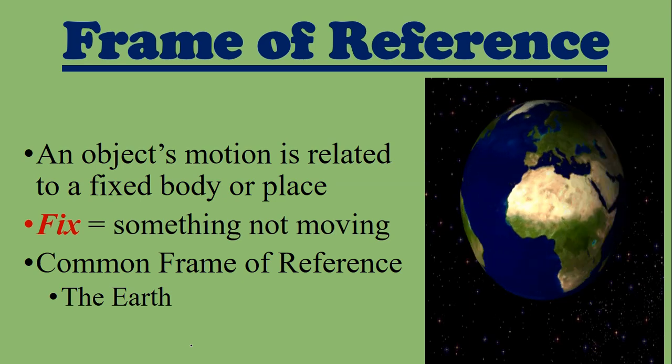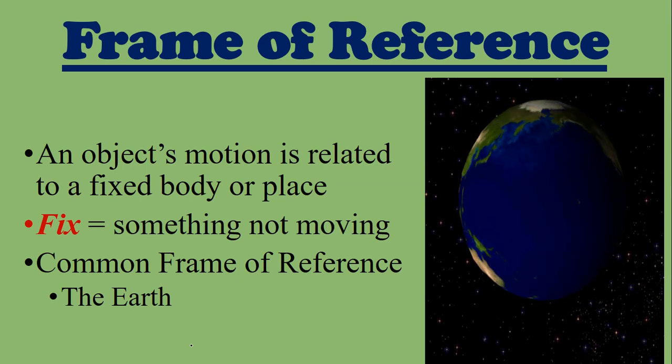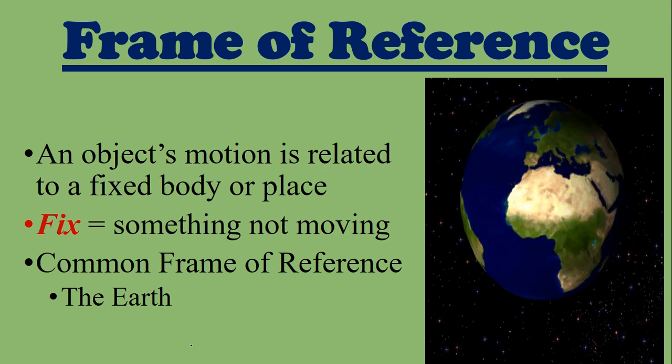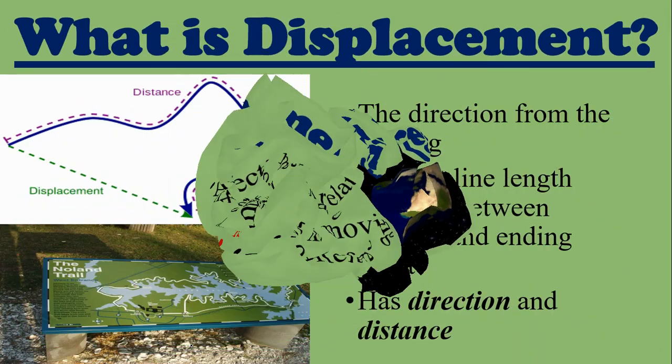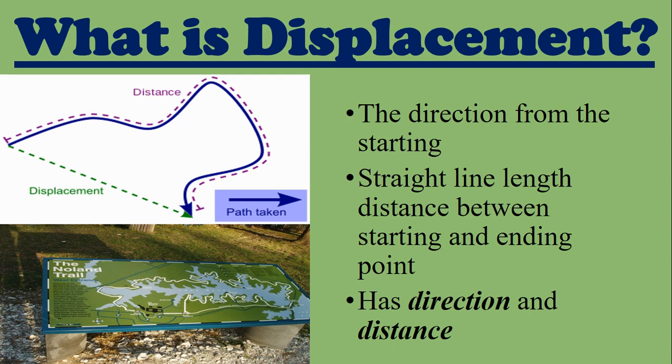Now, one of the more common frames of reference is the Earth going around the sun, right? Or spinning on its axis. Now, what is displacement? It is the direction from the starting position, and it's a straight line distance between starting and ending. The thing about displacement, it has direction and distance.